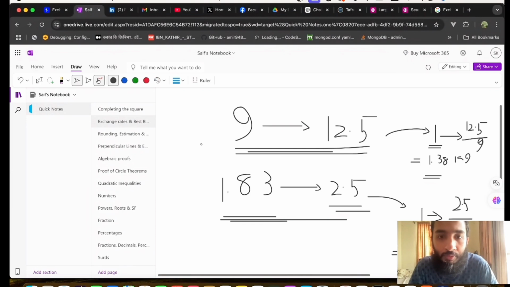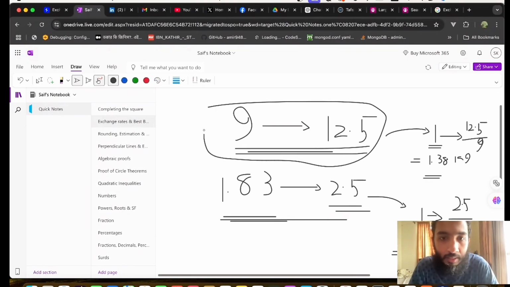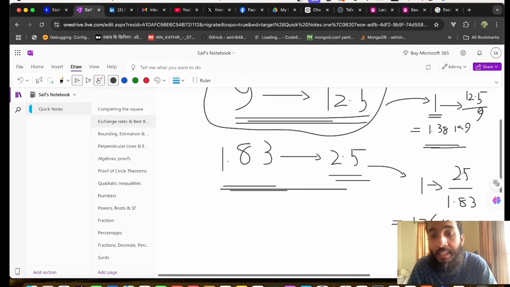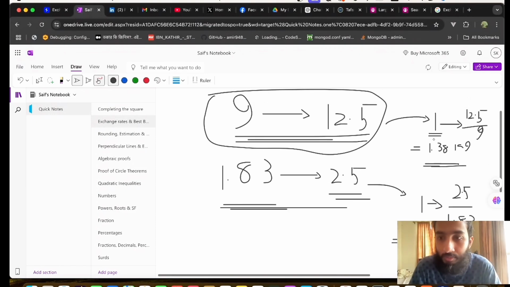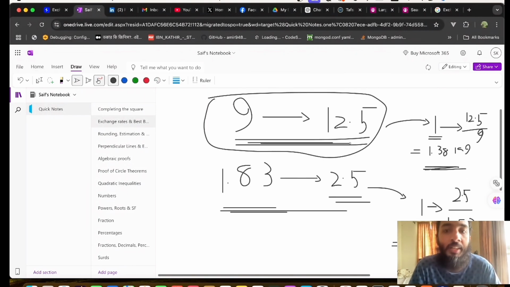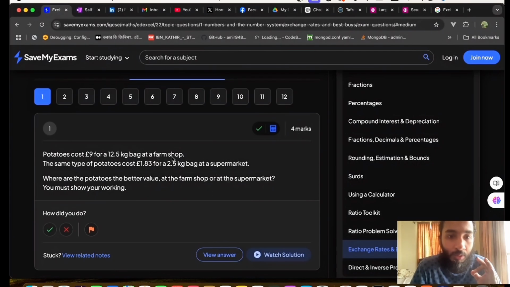So which deal is better? Obviously this deal is better because I get a better weight of potatoes for the same amount, which is 1 pound. For 1 pound I get 1.38 kg of potatoes, and for 1 pound in this deal I get 1.36 kg of potatoes. So this deal is better. This is how I can use the unitary method to solve best buy problems. This is the best buy problem, and I used the unitary method to solve it.